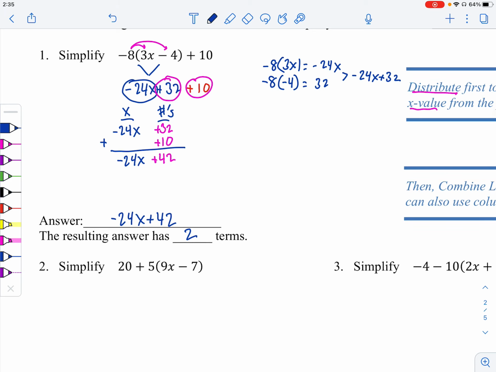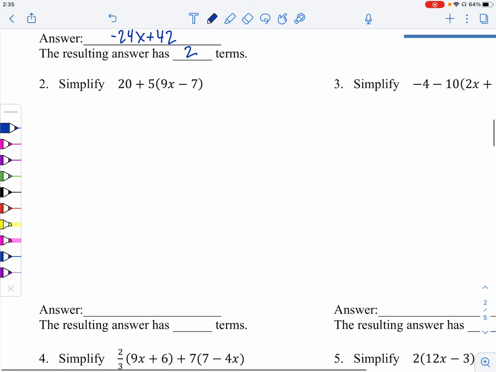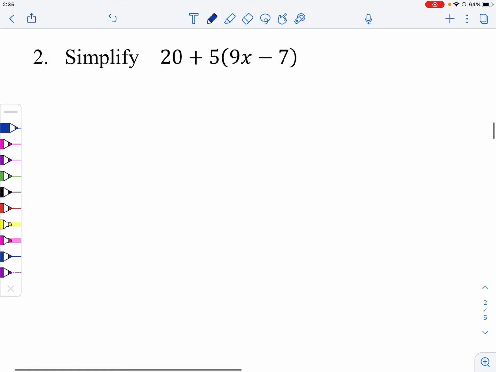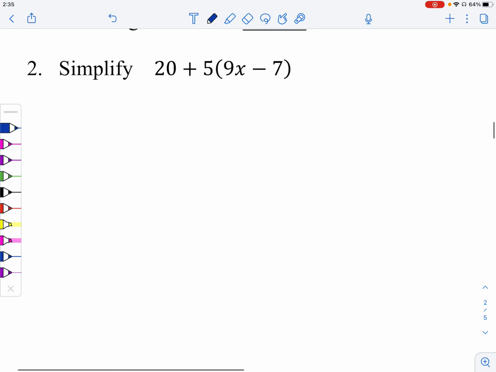Okay, let's do number 2. So we have a parenthesis. You have to free the x. Right? So free the x by distributing the 5. Right? So 5 is right on the side. 5 times 9x. And then we got 5 times negative 7. Right? And we're going to figure out how to distribute that.